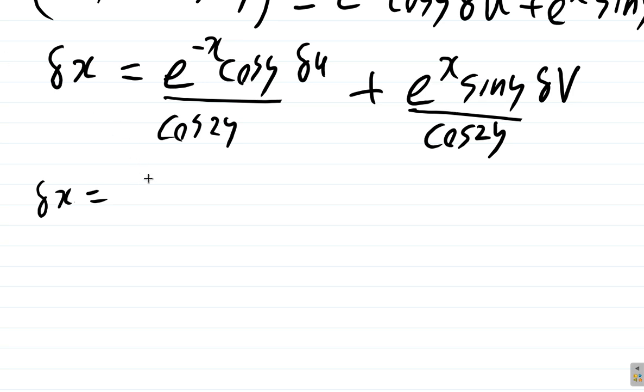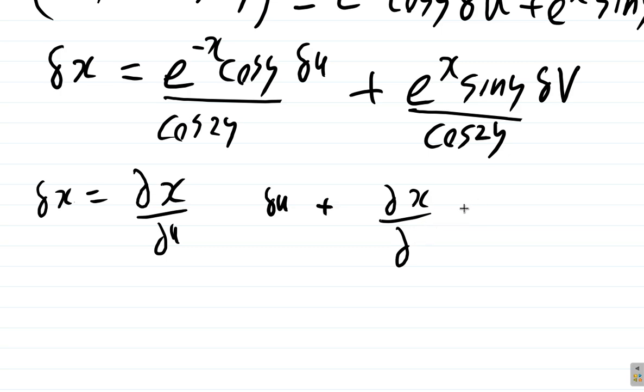Here, change in X is the partial derivative of X with respect to U times a small change in U, plus the partial derivative of X with respect to V times a small change in V. I want to write the U and V clearly so that I don't mix them up again.